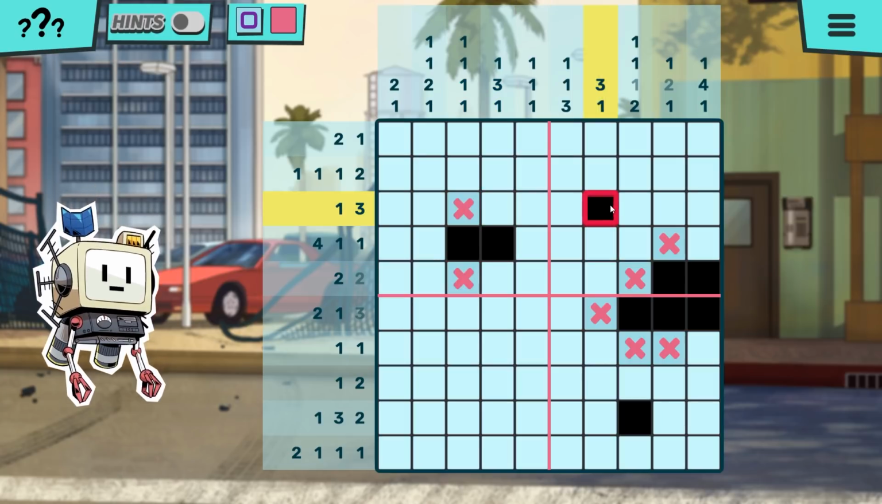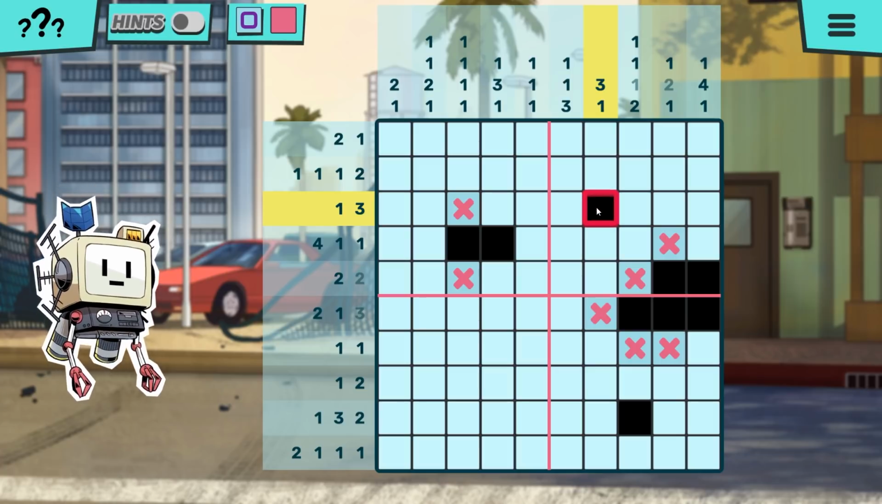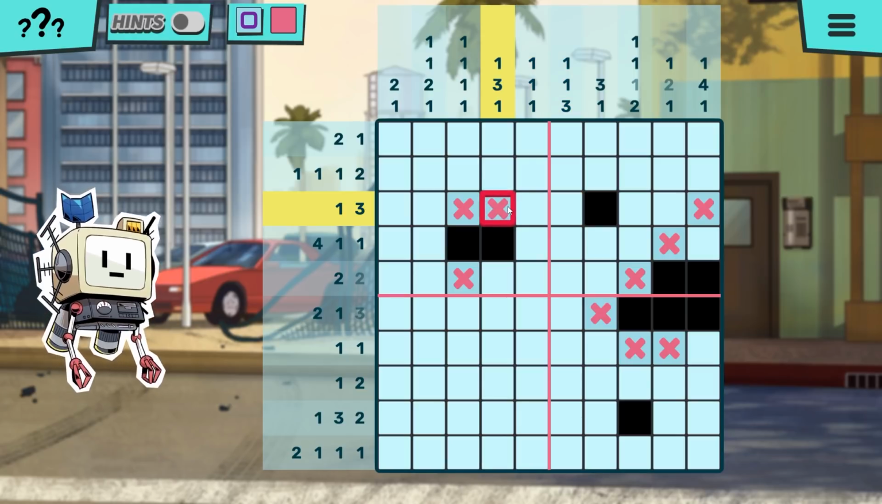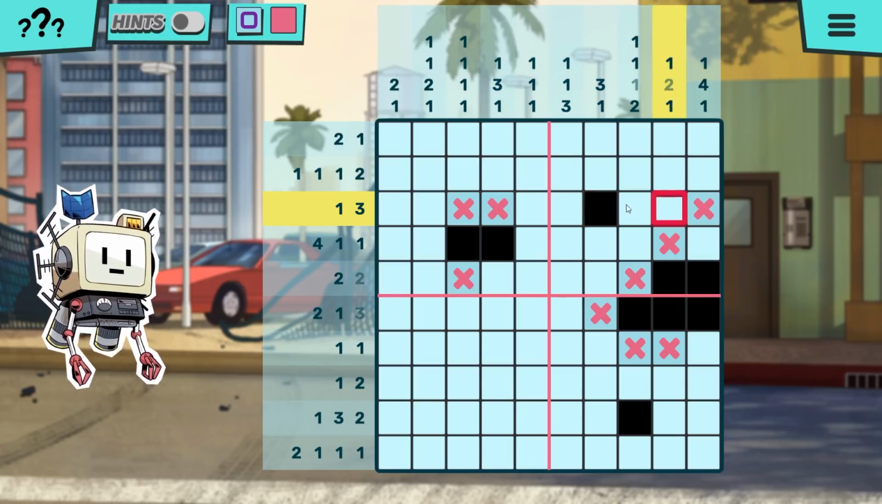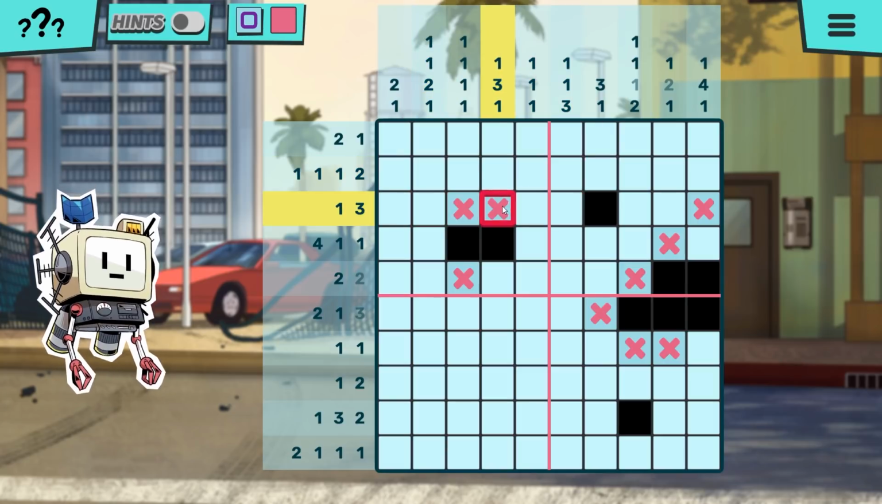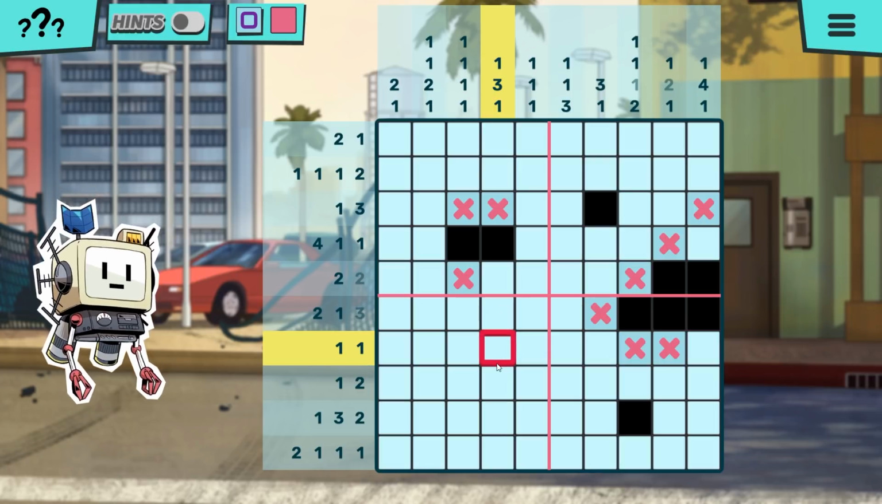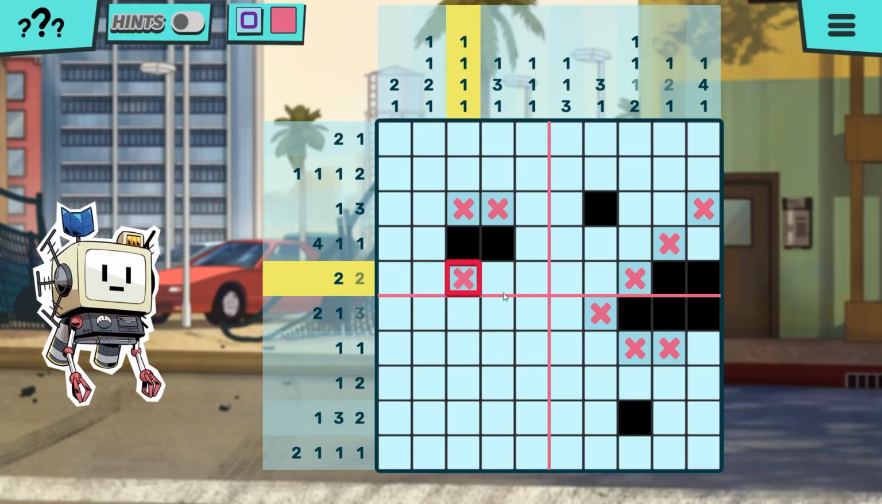That could be part of the 3. Yeah, we don't know. This is definitely part of the 3. But it could go either way. But it's also part of this 3. Which means that's locked off. Because it's part of a horizontal 3 on this one. Which means we know that's there. No. We don't necessarily know on that one.